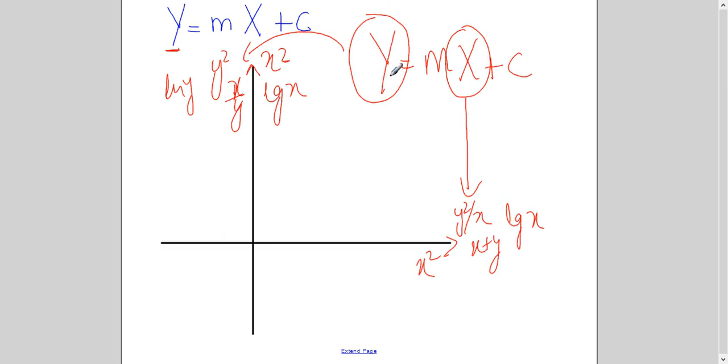If you notice in the linear law, there are 3 terms. One term is only variable, the other has constant and variable, and the third one is only constant.